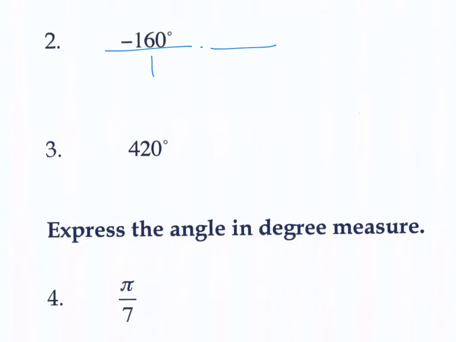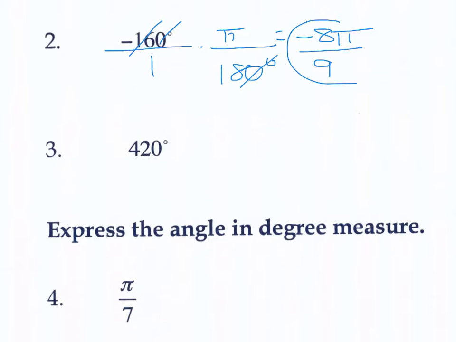Number 2, we're going to multiply by pi over 180 degrees. So we can cancel out the 0 degrees. 16 and 8 are both divisible by 2. So when we divide the top by 2, we get negative 8 pi. When we divide 18 by 2, we get 9. So our final answer is negative 8 pi over 9.